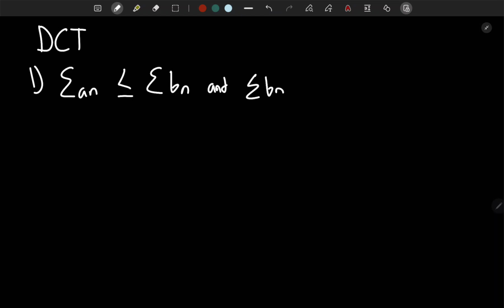b of n is converging. So this is very important. Converging. So let's draw a graph to visualize this. So I'm gonna draw it over here. Let's call b of n this line, and we know that it's converging to a number here. So it's a finite number, right?